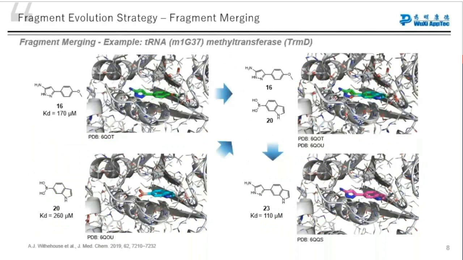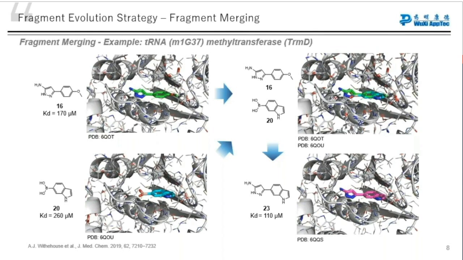On the next slide is the fragment merging strategy. Here is an example from the Whitehouse group on the tRNA methyltransferase, where two fragments have been found, fragment 16 and fragment 20. With fragment merging, there is no linker needed. Essentially, the scaffolds or the pharmacophores are added together in a kind of molecular hybridization way, and a new scaffold is generated. On the right-hand side, you can see scaffold 16 and 20 nicely overlaid, but now the boronic acid is swapped and exchanged for the aminopyrazole, and compound 23 is generated. The pyrazole is now connected to the indole, and that is understood as a merging. In this case, it actually did improve the affinity.